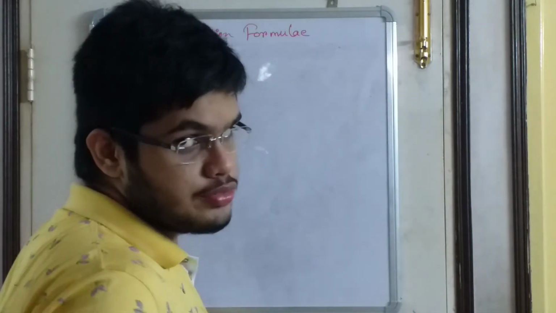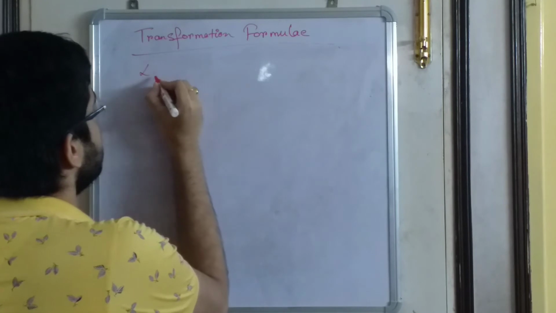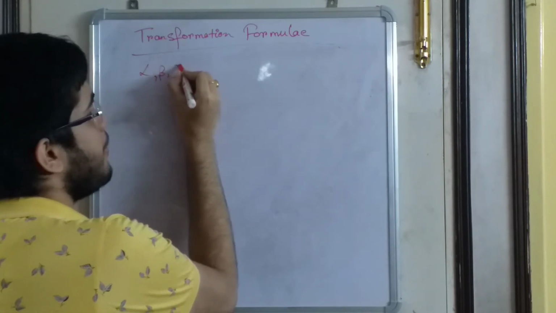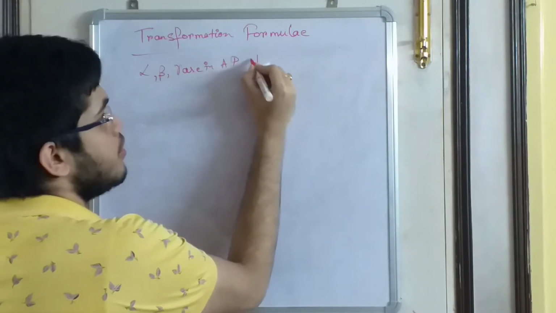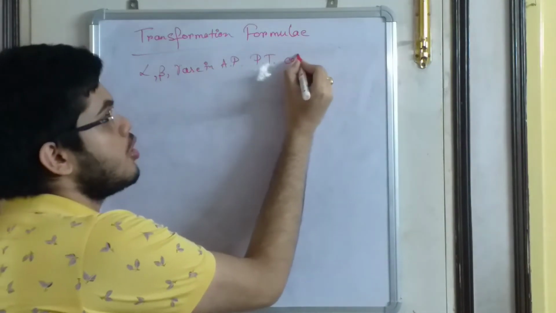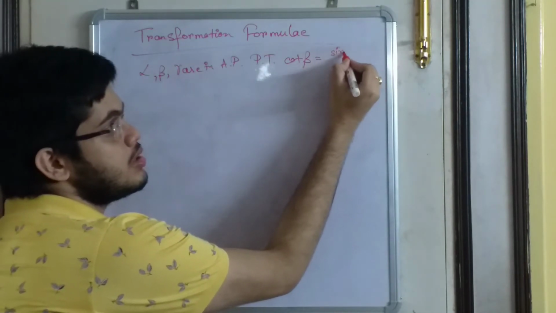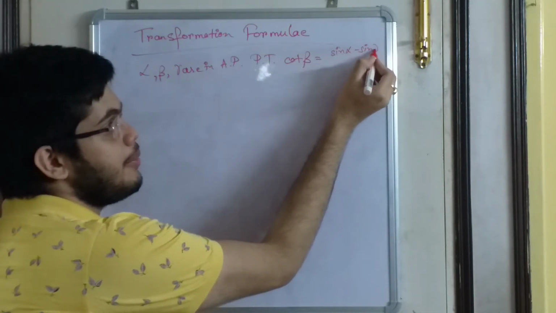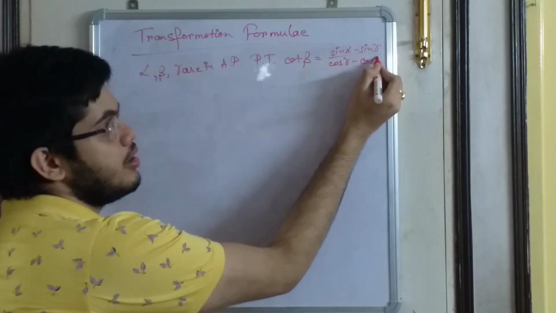Okay, so based on the transformation formulae, let's solve one problem here. Alpha, beta, gamma, these three angles are in AP. So prove that cot beta is equal to sin alpha minus sin gamma by cos gamma minus cos alpha.